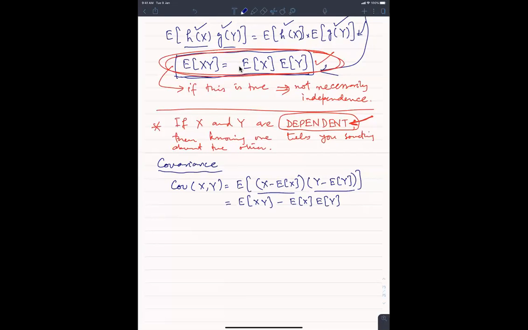Now we told you that if x and y are independent then this guy will be equal to this guy. If independent x and y, then covariance of x and y would be equal to, tell me in the chat window, 0. Covariance will be 0.